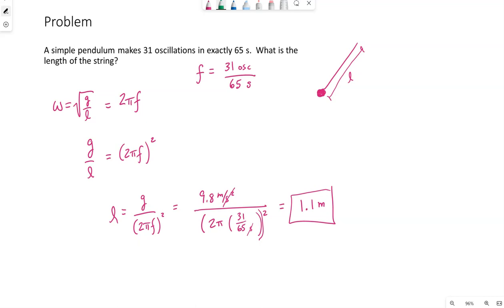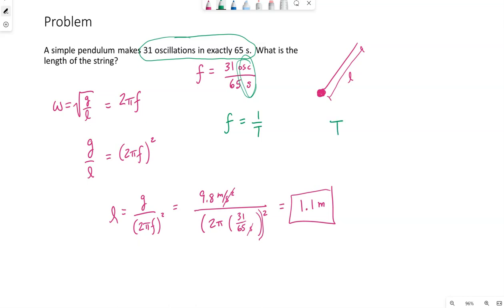Total side note, be very careful with problems that are worded similarly to this. I mentioned before, it's really easy to mistake frequency and period. It's good to always pay attention to the units. Frequency is always oscillations per second, where period is the number of seconds in one oscillation.